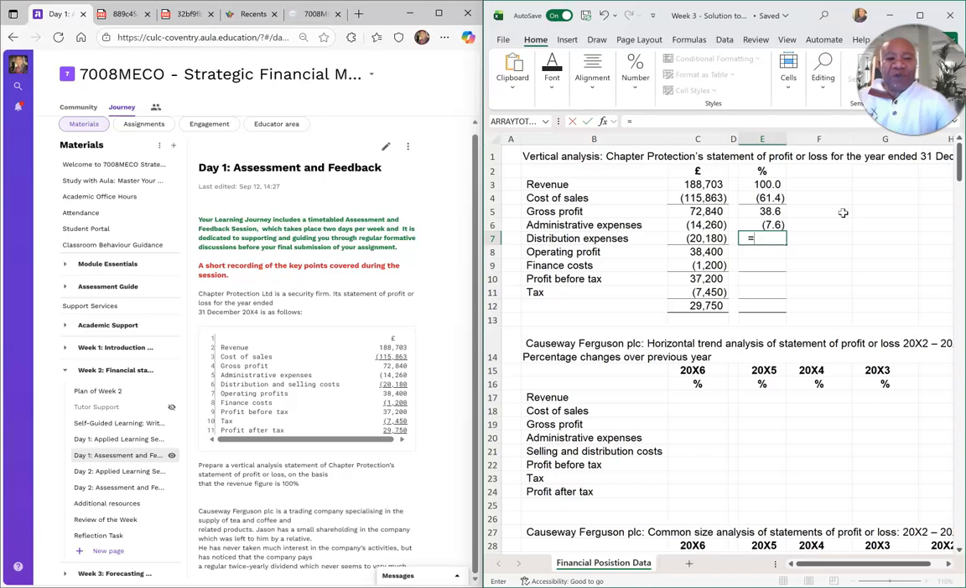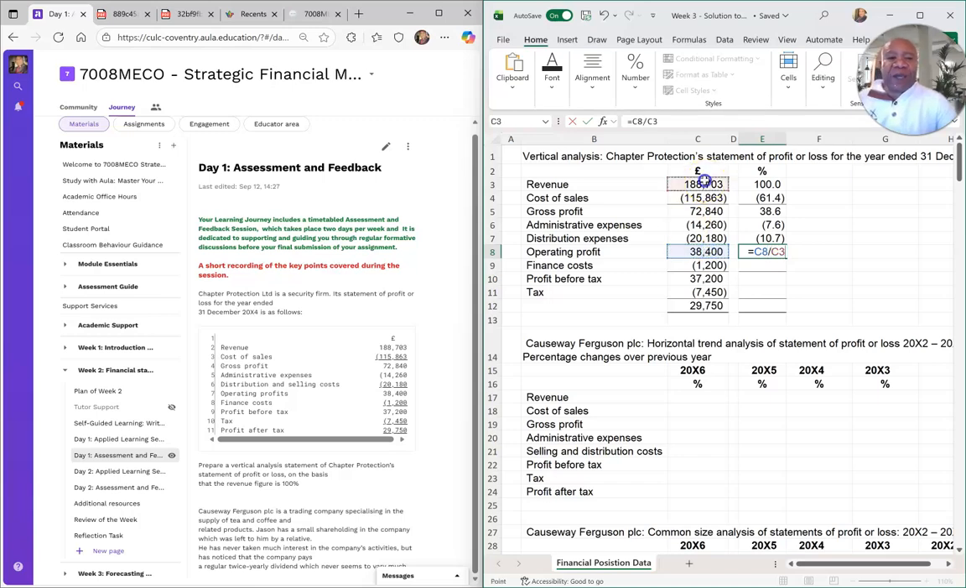And for distribution costs, we take that figure of 20,180, we divide that by sales. As always, we multiply that by 100, which means about 11% of sales is covered by distribution expenses. You can see straight away that we are spending more money on distribution than we are on administrative expenses. So for the gross operating profit, we do exactly the same.